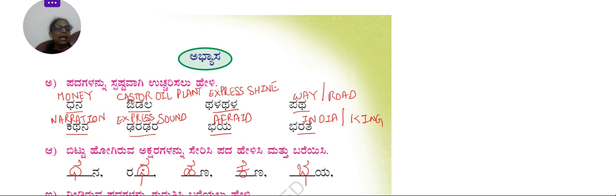So whatever is blank, you have to fill in the alphabets and also read the word aloud. So this is dhana, money. Ratha, chariot. Hana also means money. It's a synonym for dhana. Dhana and hana both mean money. Khana is a small particle, minute particle. Then bhaya is fear or afraid of something.